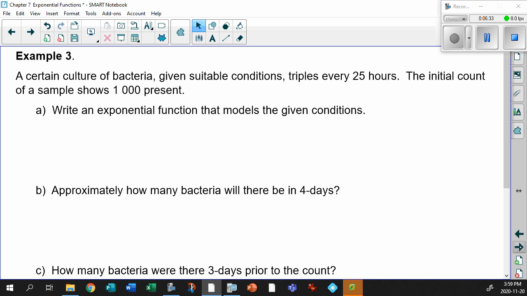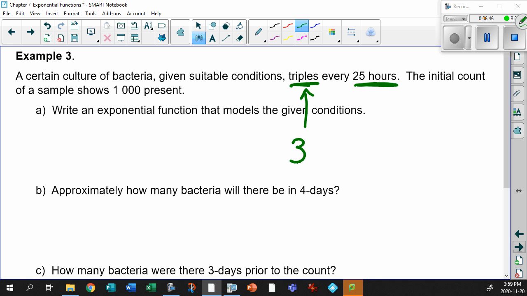Okay, so here's our question. The question says a certain culture of bacteria, given suitable conditions, triples every 25 hours. So look what that is. There's your growth factor. That's 3. Every 25 hours, that's your period. The initial count of your sample shows 1,000 bacteria present. So that's your initial. That's your A naught. Write an exponential function that describes this.